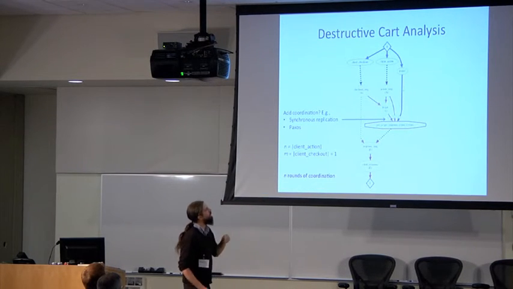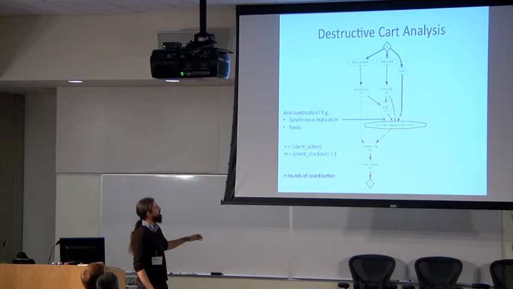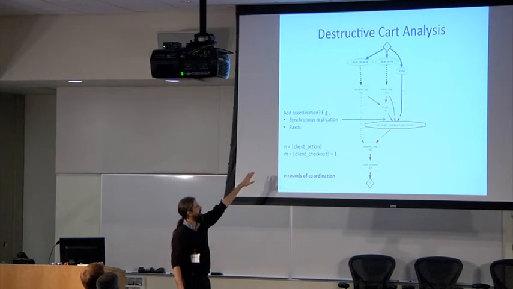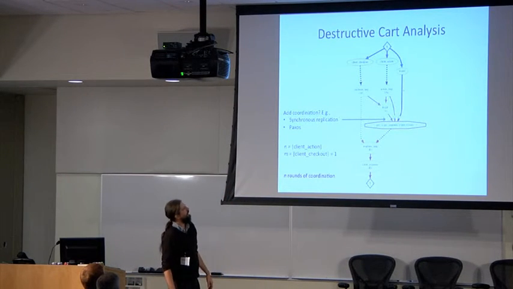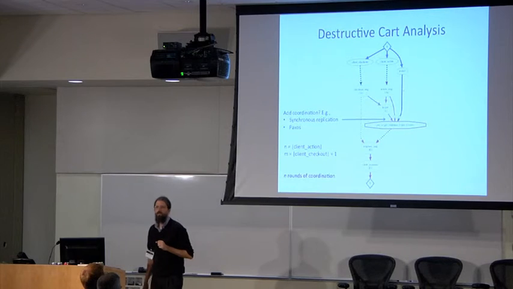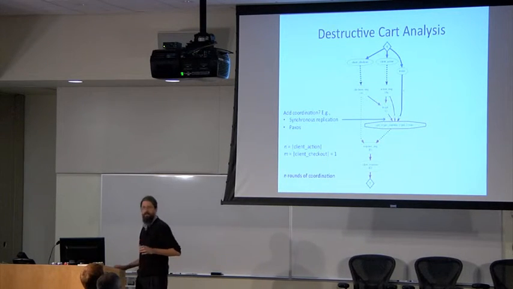And what's that going to cost us? Well, I know something about a shopping cart. I know that there's some number of actions, and then there's one checkout. And if I look at the flow on this edge, it's the same cardinality as the actions. So it's going to cost me n rounds of Paxos. Yeah, n is not going to be a very high number.